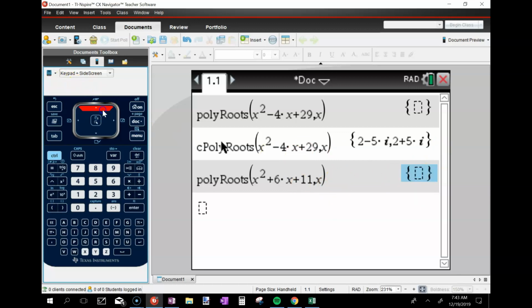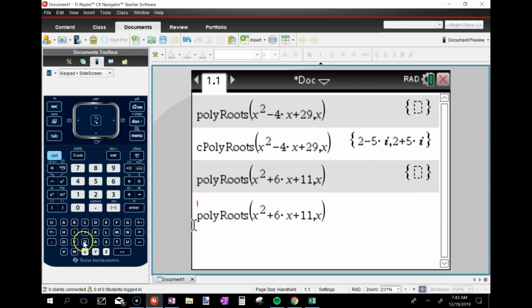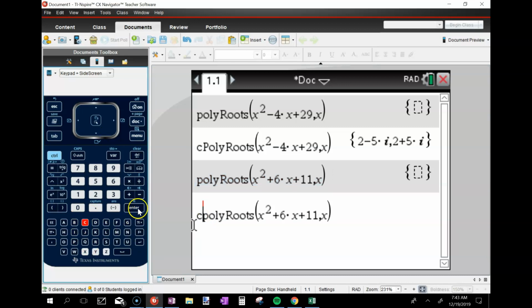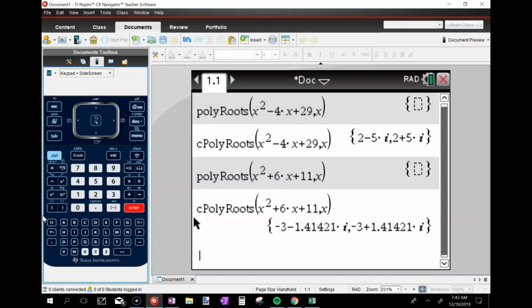So actually, if you want, you can just copy this and just put a C in front of it. And there's your complex roots. Notice something about these guys. Are they nice? No, right? So watch what happens when we actually apply the quadratic formula now.